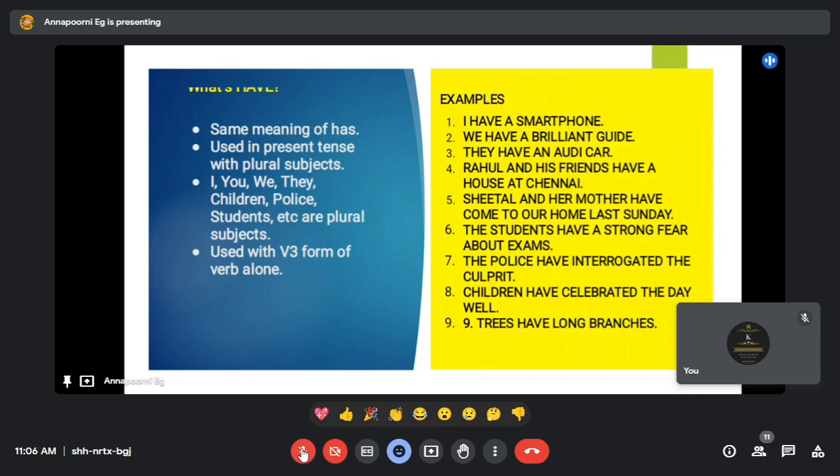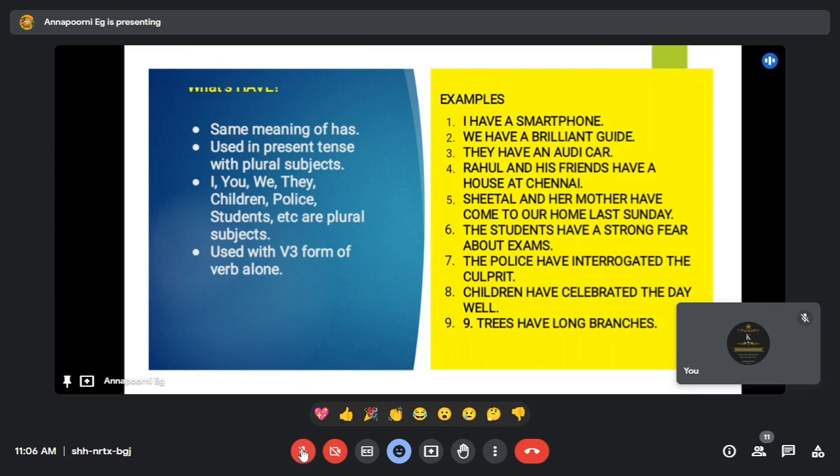So this is the definition for have. The heading is what is have. Have is the auxiliary verb which has the same meaning as has. Have and has both are helping verbs with the same meaning, but has can be used with singular subjects, while have can be used only with plural subjects, in present tense.